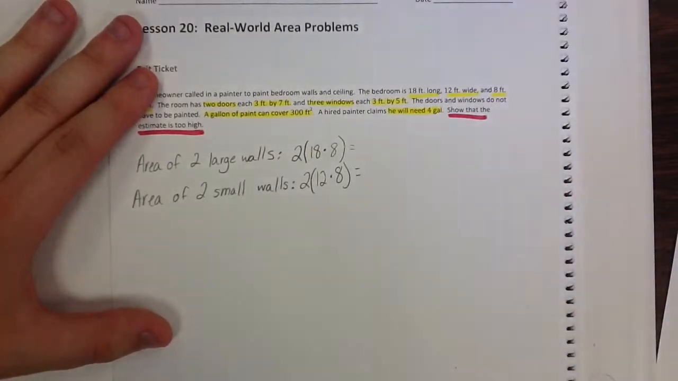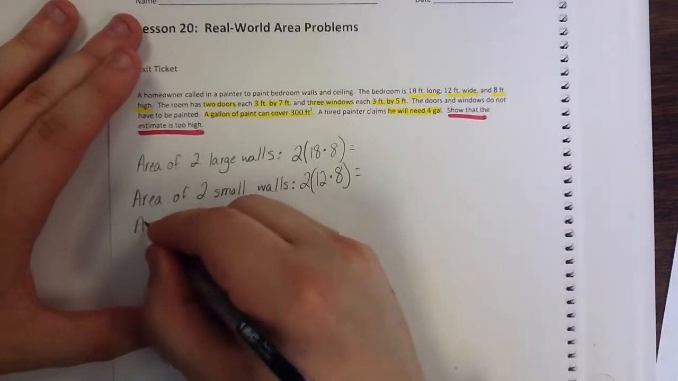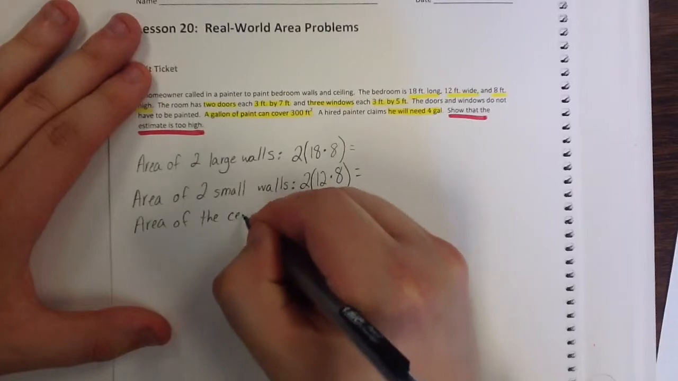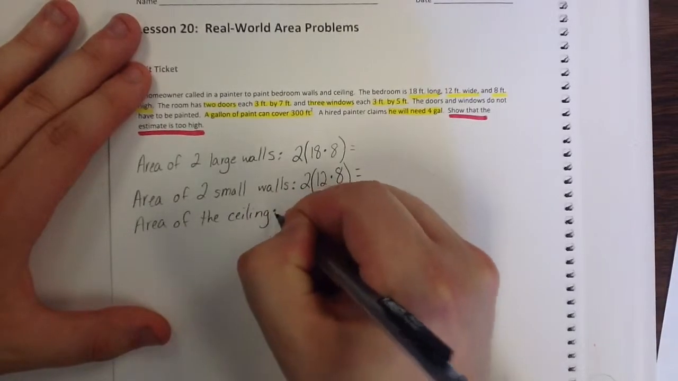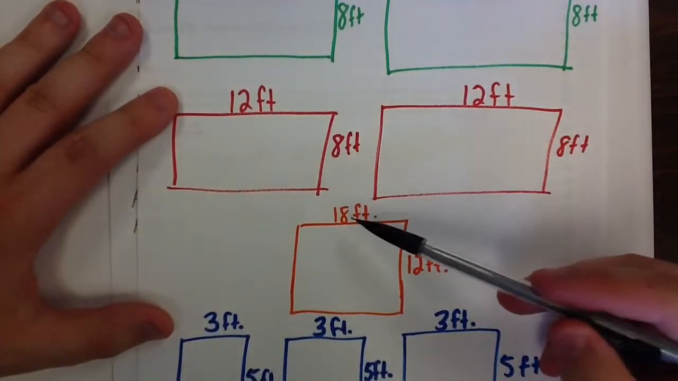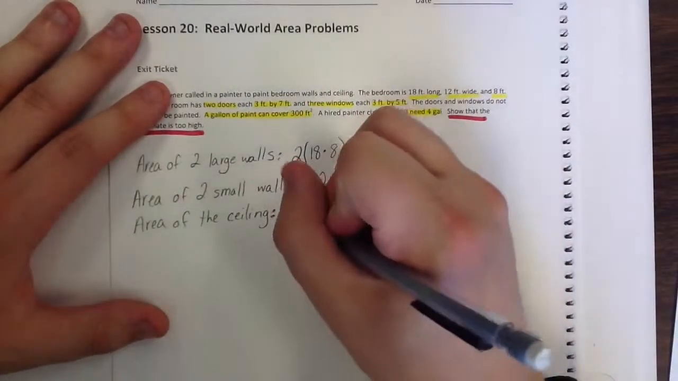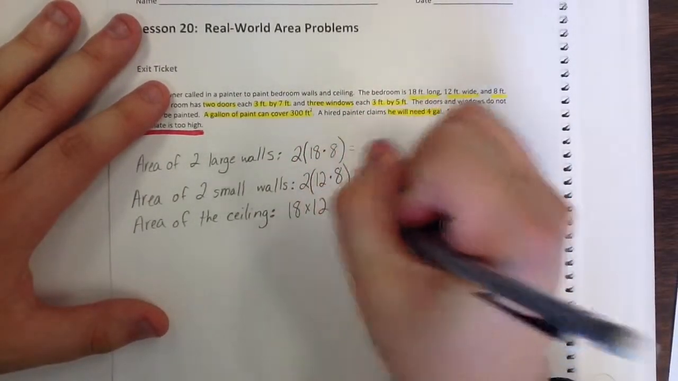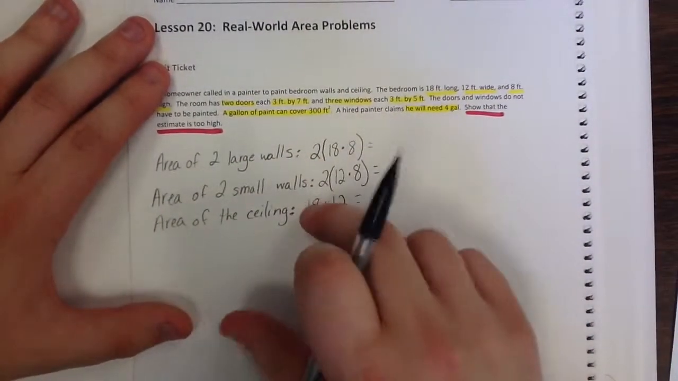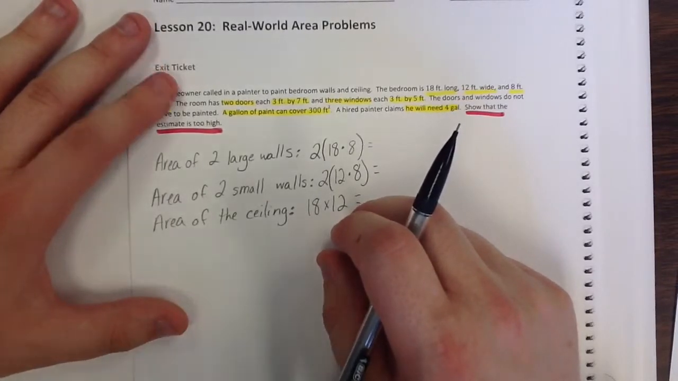We also need to add in the ceiling. The ceiling needs to be painted. Okay, so I'm going to write the area of the ceiling. In order to find that, there's only one ceiling, so I only need to do this once. 18 feet times my 12 feet. 18 times 12 will give me the area of the ceiling. Once I have those 3 areas, I can add them up, okay? And that's the total area of the room.